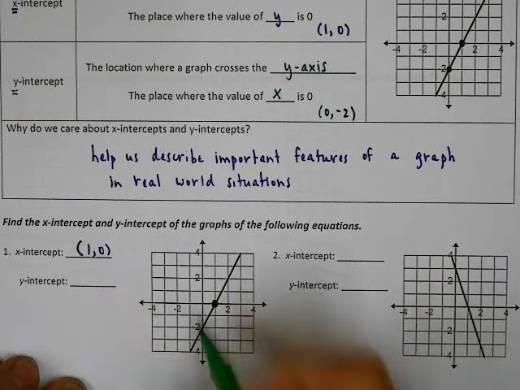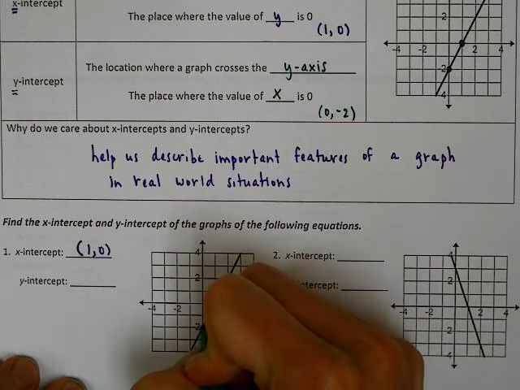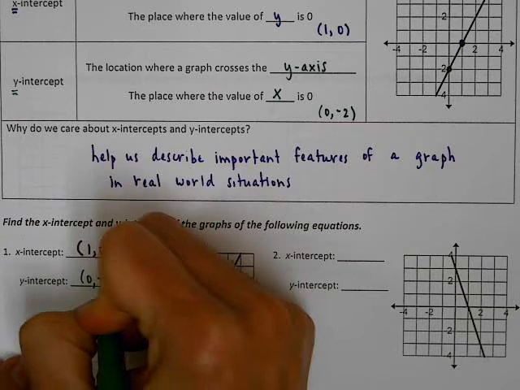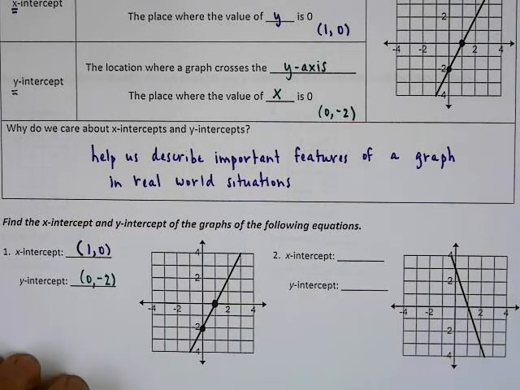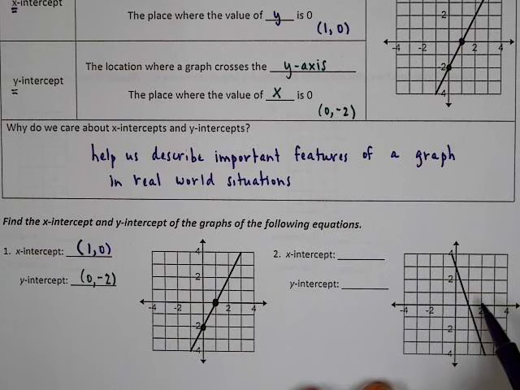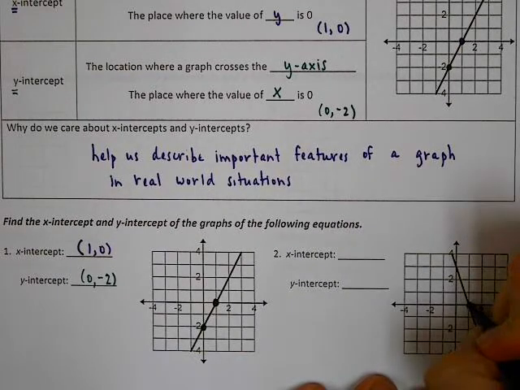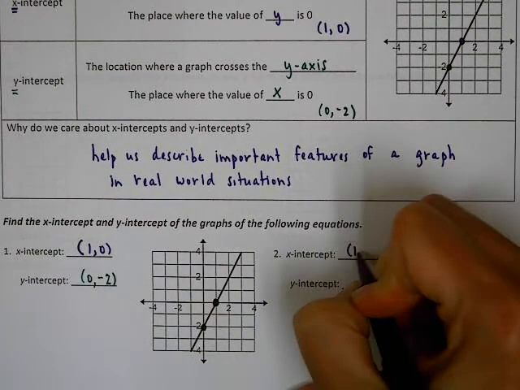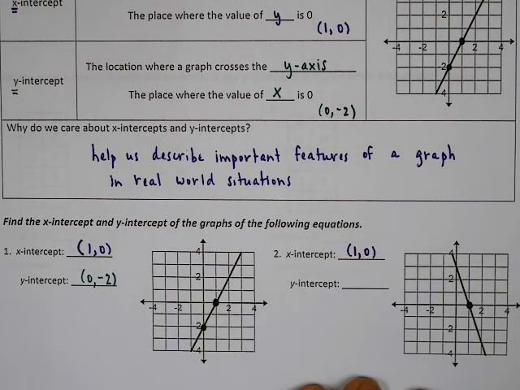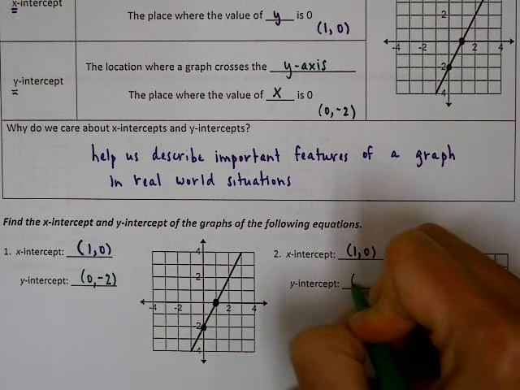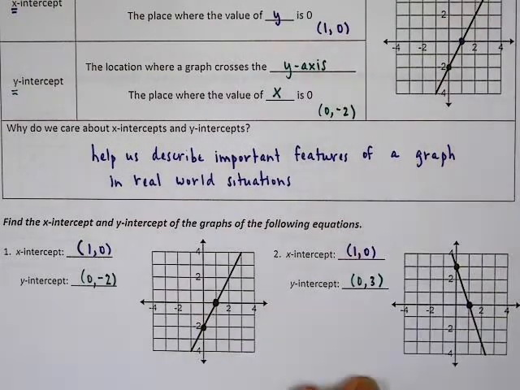Now my y-intercept is where I cross the y-axis, so that's down here. Now this point, the ordered pair is 0, -2. Okay, for this problem, my x-intercept, it looks again, that's going to be at the ordered pair 1, 0. Now my y-intercept this time is a positive value of y. It's +3, so that's going to give me an ordered pair of 0, 3.